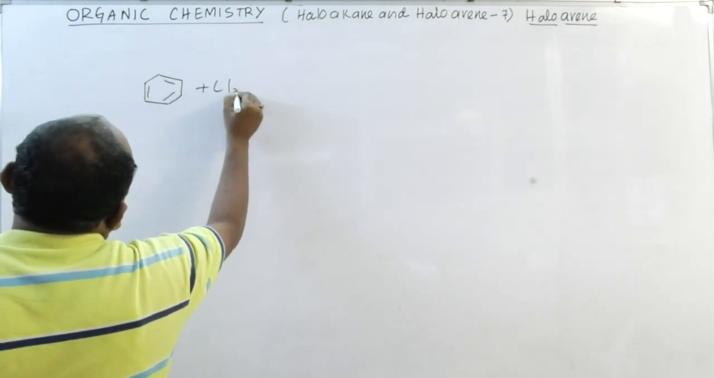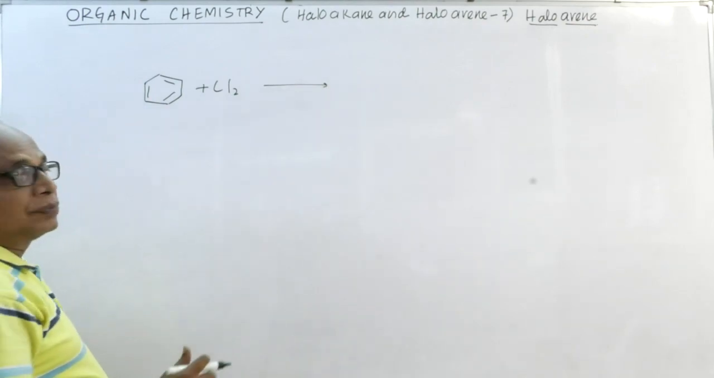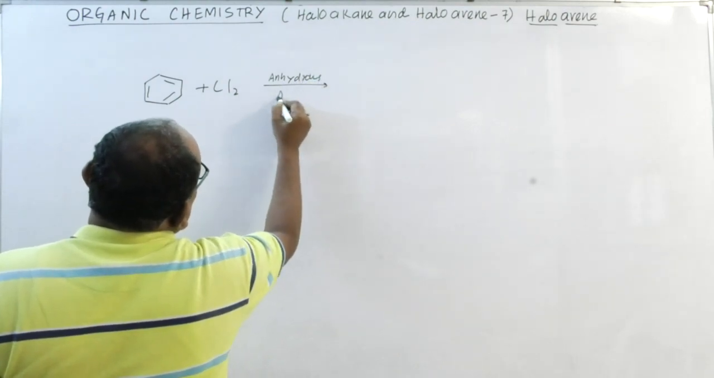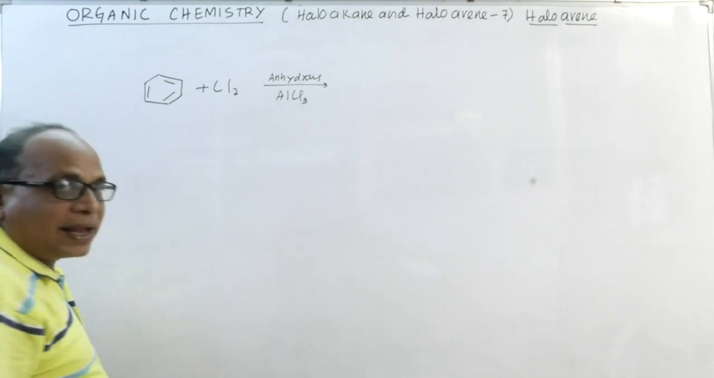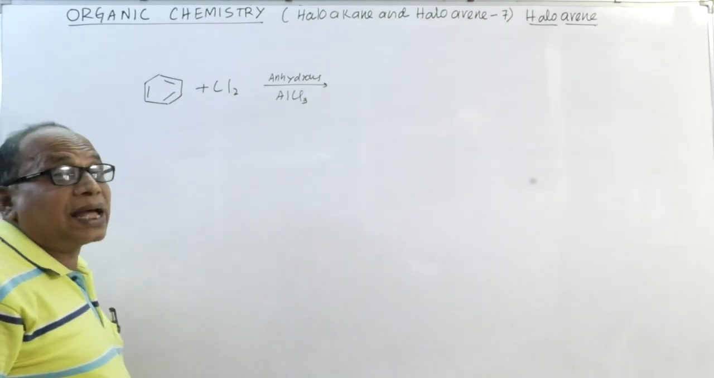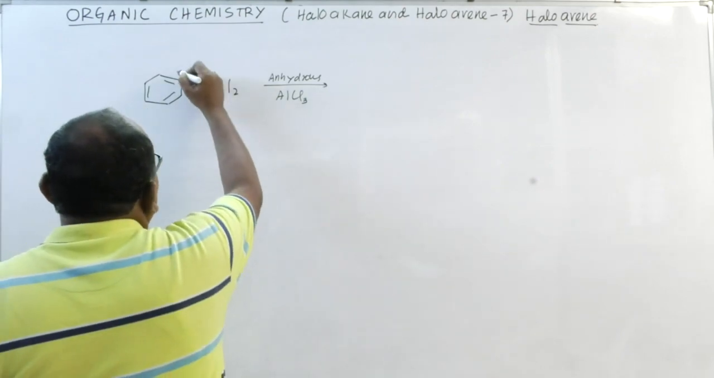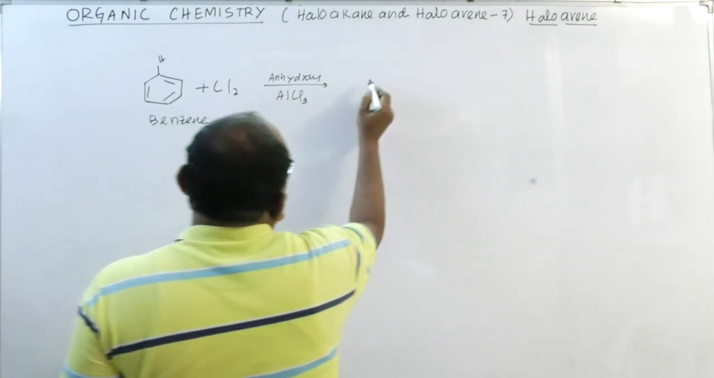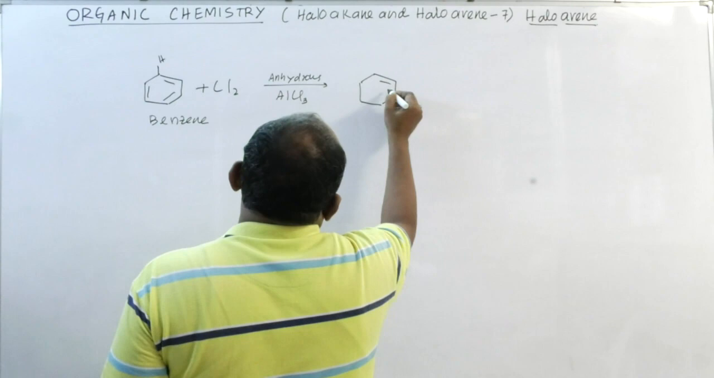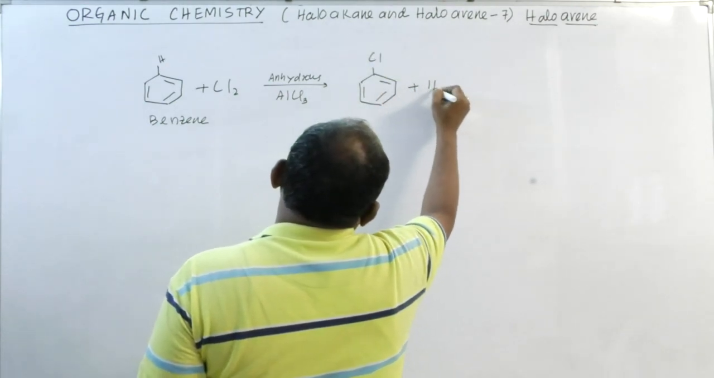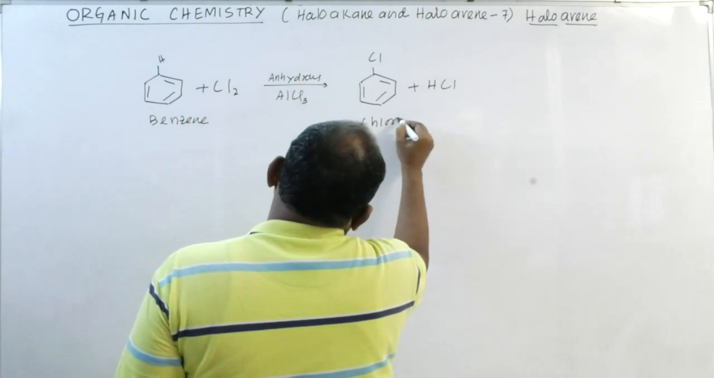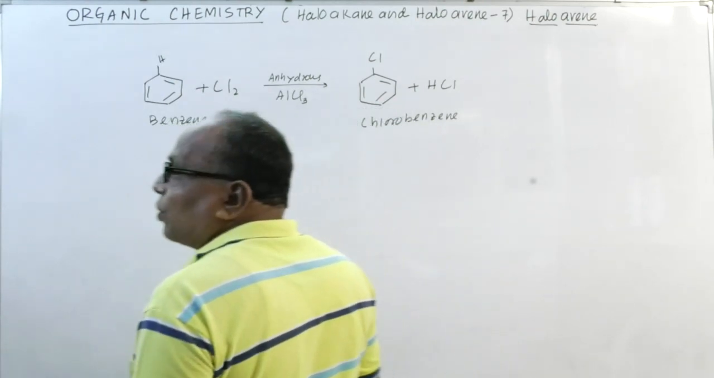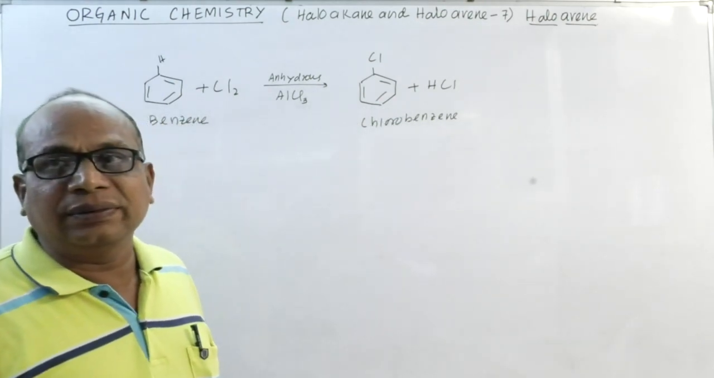treated with chlorine in presence of anhydrous aluminum chloride. This is called the halogen carrier, meaning it can help to generate the electrophile, and the hydrogen atom of this benzene molecule is replaced by chlorine, plus HCl. This is your chlorobenzene, and it is one type of electrophilic substitution reaction.